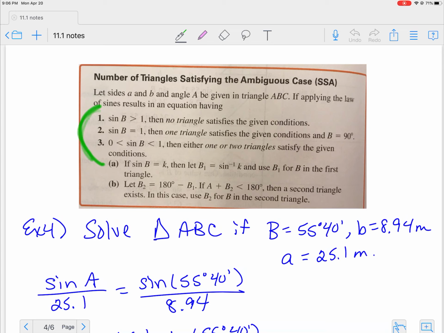Here are the criteria. If your sine is greater than 1, you're done. There is no triangle. There is no possible way I can have sine to be greater than 1 because we know that's a criteria. Sine can never be greater than 1. If I have sine equal to 1, then it is one triangle and it's a right triangle. All right? This is my angle, is a right triangle. If I'm between 0 and 1, I'm either going to have 1 or 2 triangles.